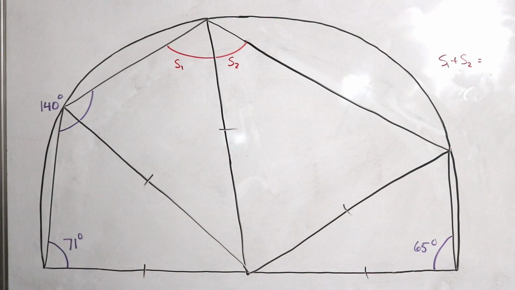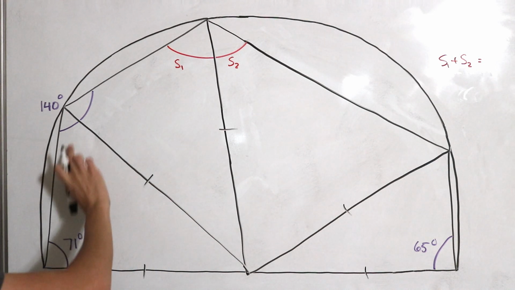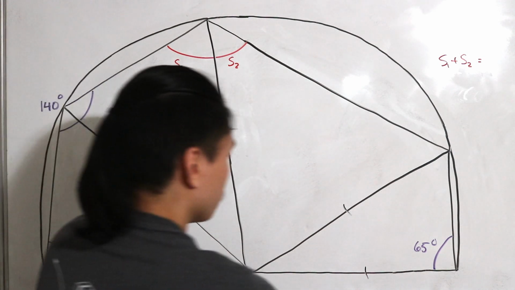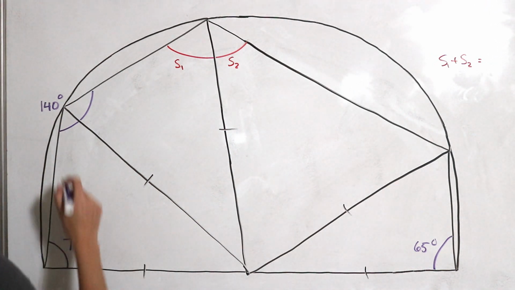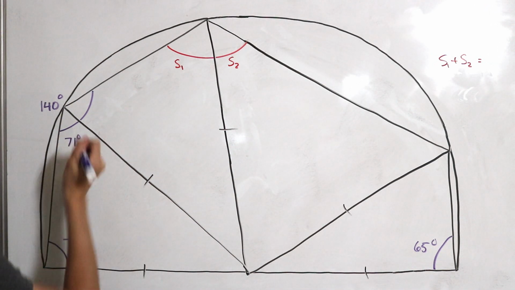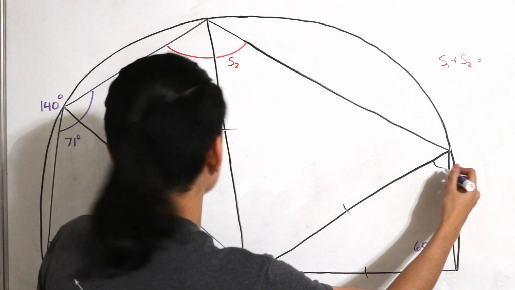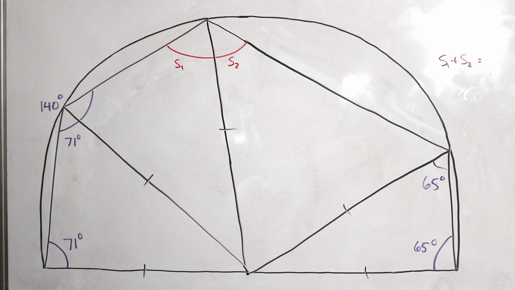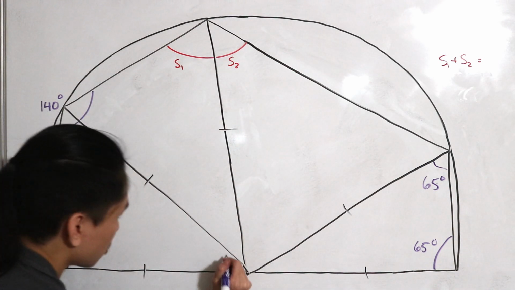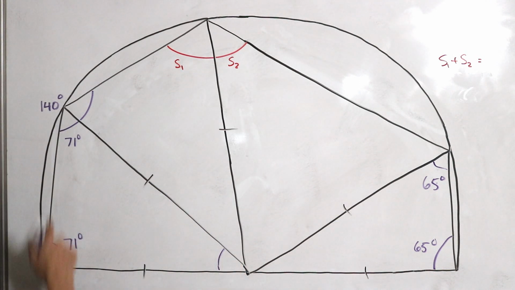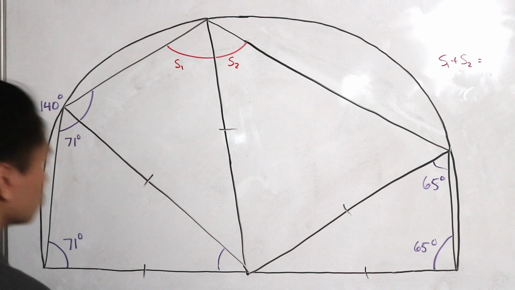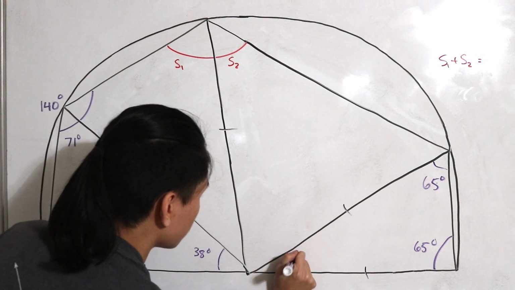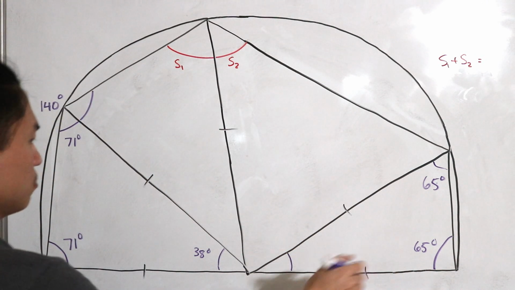So we can use the fact that 2 of the angles of an isosceles triangle are equal to each other. Hence, this angle over here is supposed to equal 71 degrees, and over here, this is supposed to equal 65 degrees, like so. With that, now we can find the rest of the angles. Right here, 71 plus 71, that's 142, so this is going to be 38 degrees here. 65 plus 65 is 130, so this angle is 50 degrees.